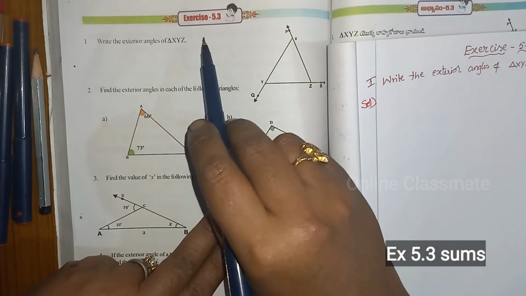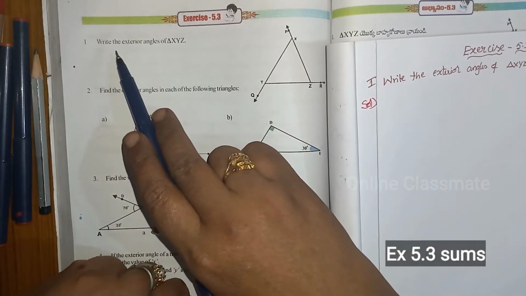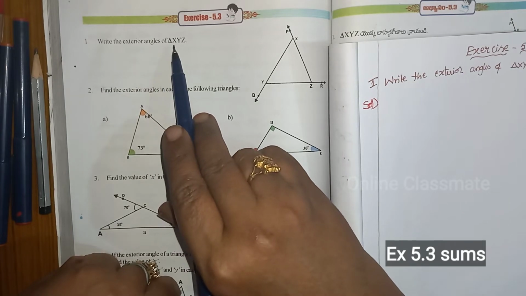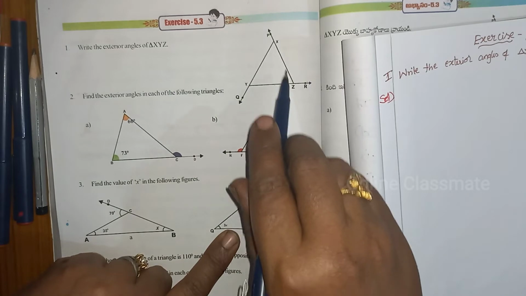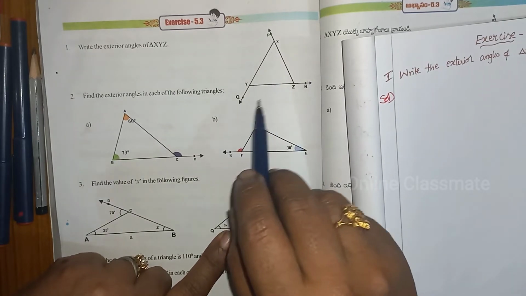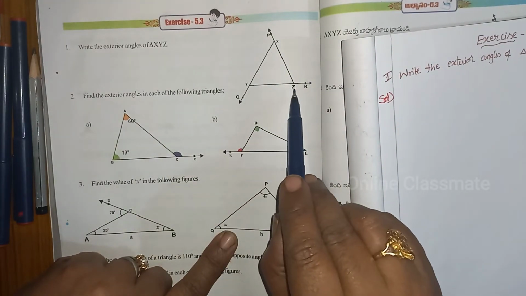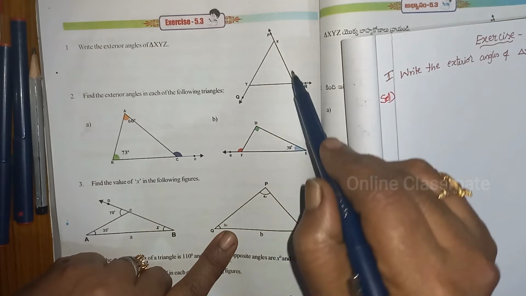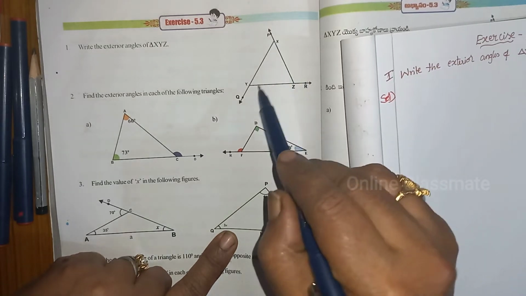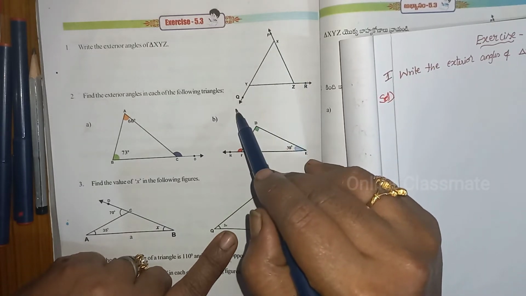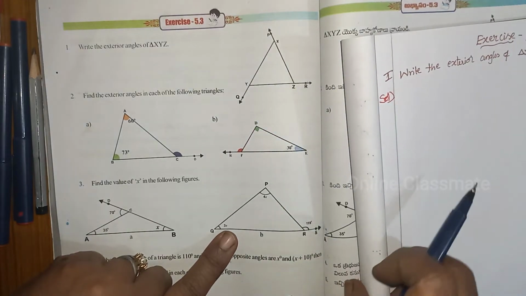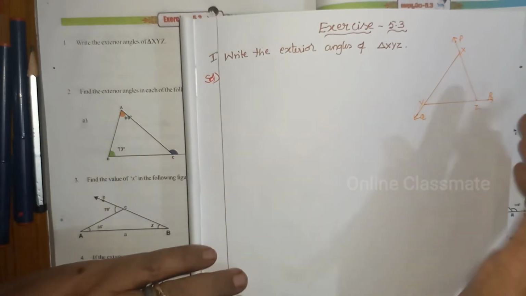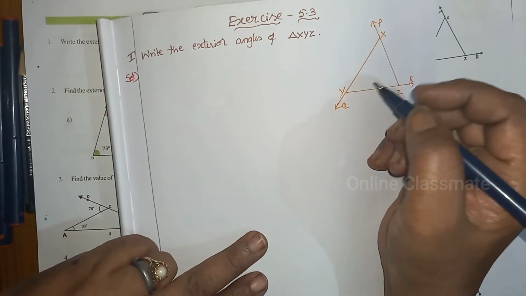See the children. Exercise 5.3, first sum. Write the exterior angles of triangle XYZ. In this given figure, triangle XYZ is there. Exterior angles: YZ is extended up to R, XZ up to P, and XY up to Q. Extended the three sides like this.